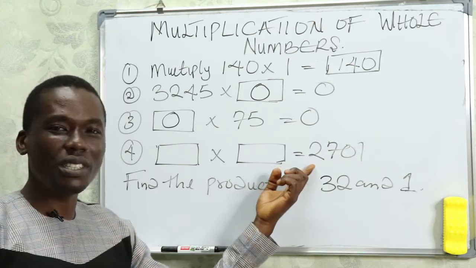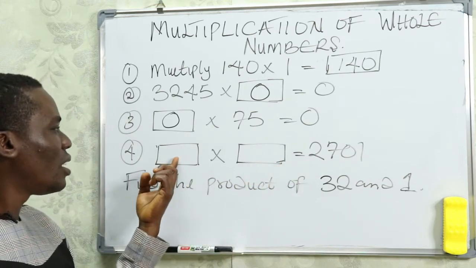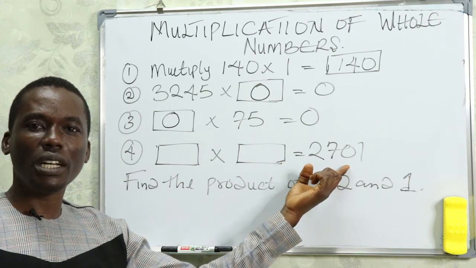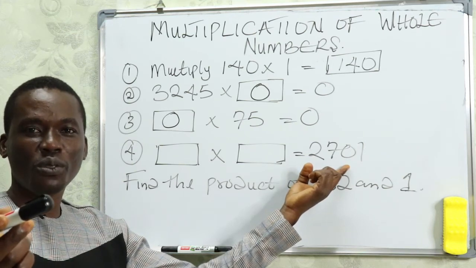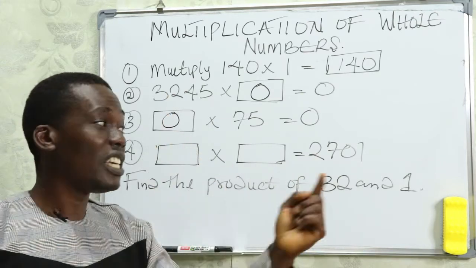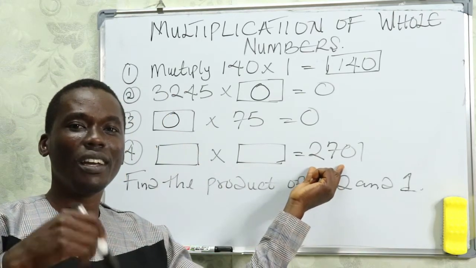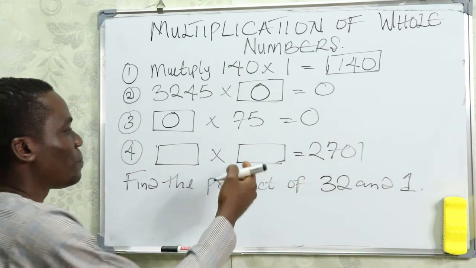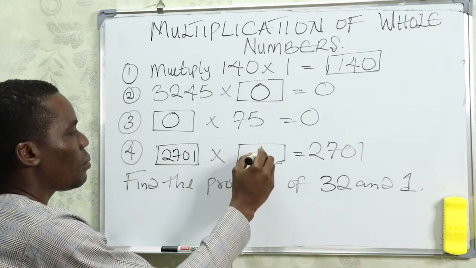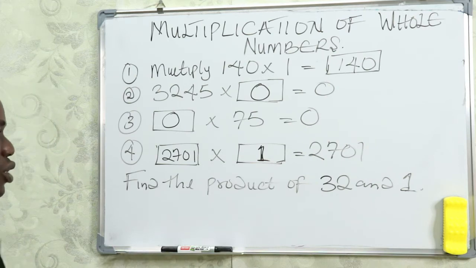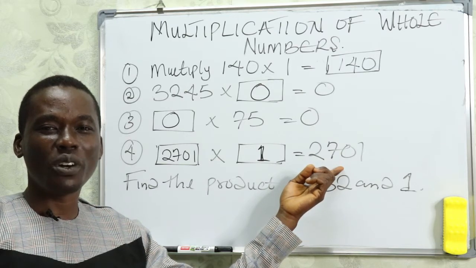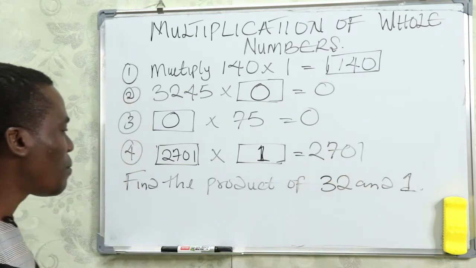Now let's look at this next one. It's so tricky. We don't know what is here, but they say the answer is 2701. So how do you do that? Remember property 2. What did I say? That when any number multiplies by 1, it gives you the number itself. So let's look at that. That will now give you 2701 multiplied by 1. So if you multiply 2701 by 1, you will get 2701. Property 2.